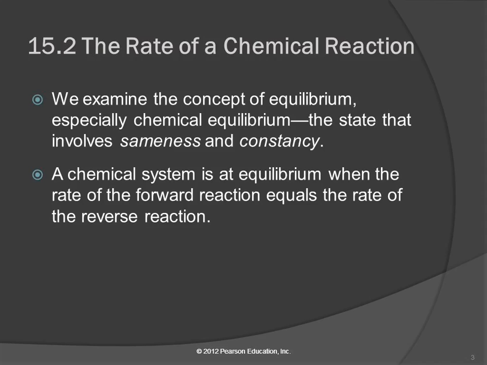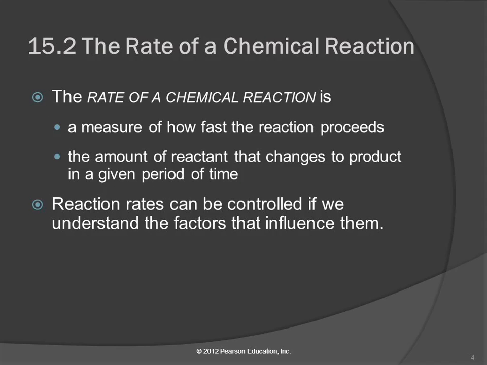The idea of equilibrium involves sameness and constancy. So a chemical system at equilibrium has the rate of the forward reaction equaling the rate of the reverse reaction. But this is not to be confused with everything being static and the same. So there is sameness and constancy, and yet things are happening. So we have rates of reaction that are the same forward and reverse.